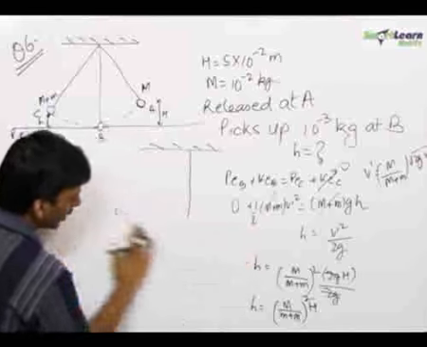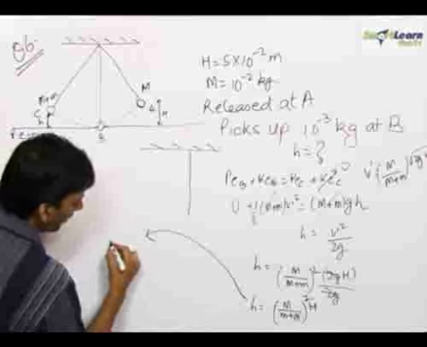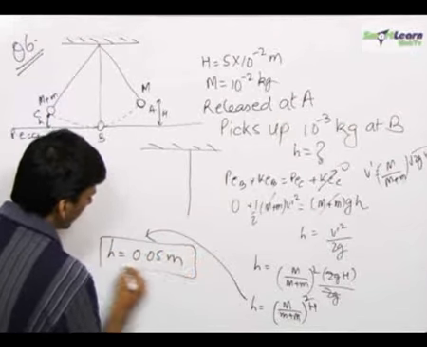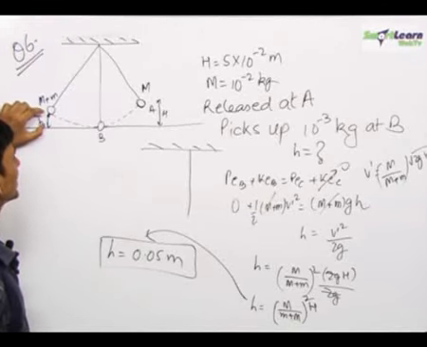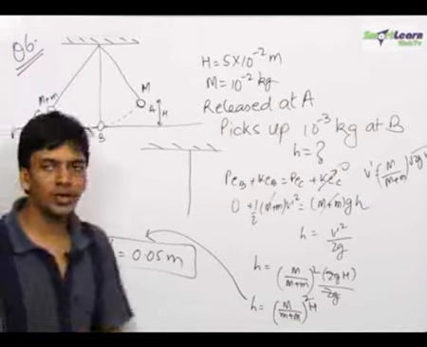By feeding in the values in this equation from above, we get H is equal to 0.05 meters. So the final answer is that the final height to which the combined system of m plus m rises after the collision is 0.05 meters.